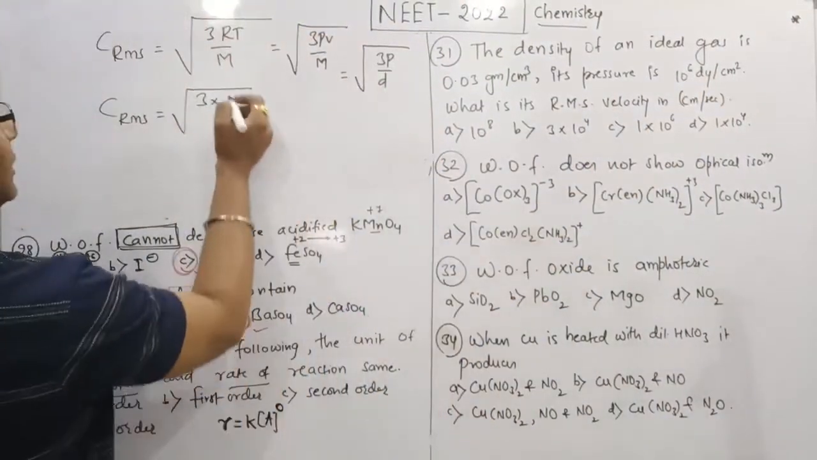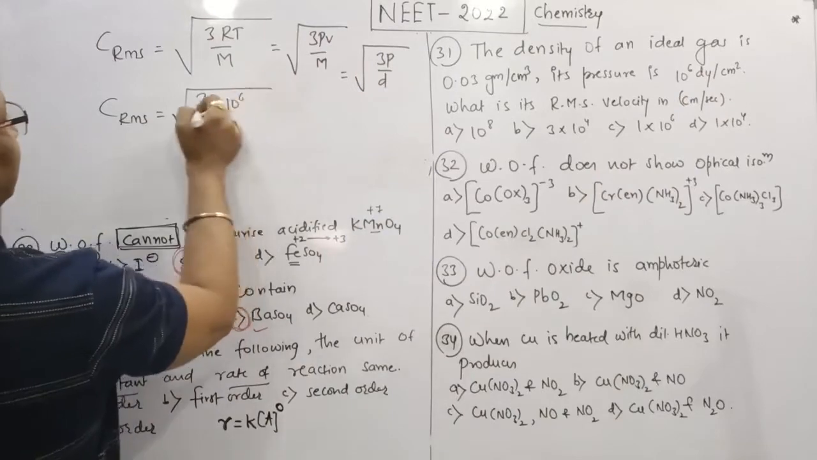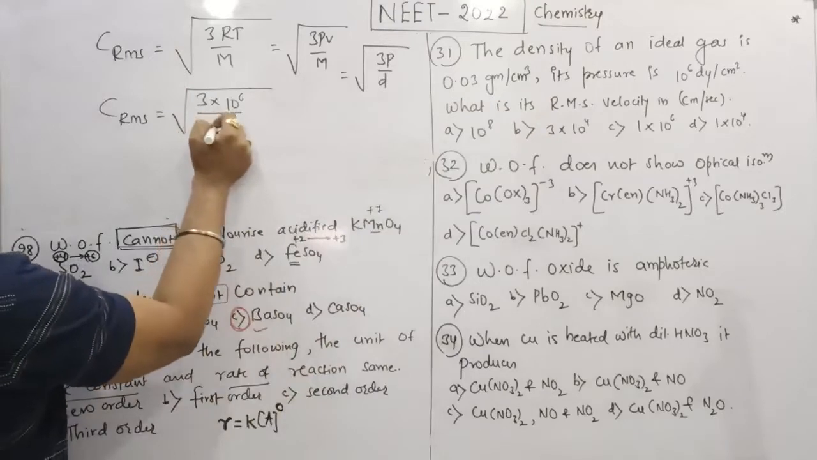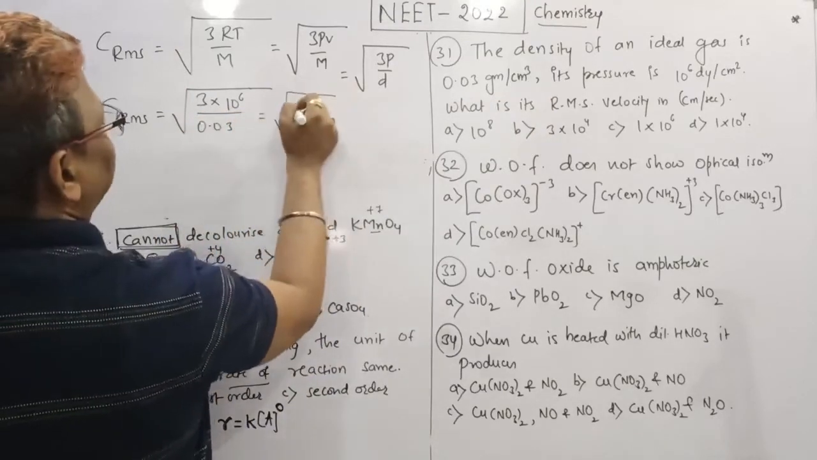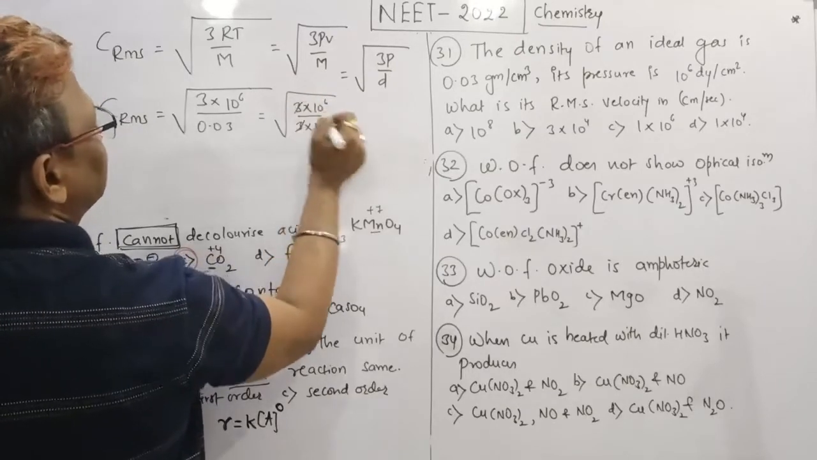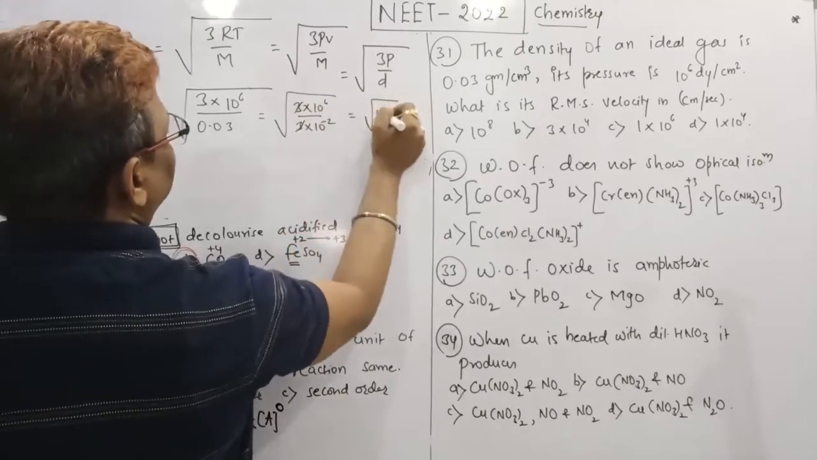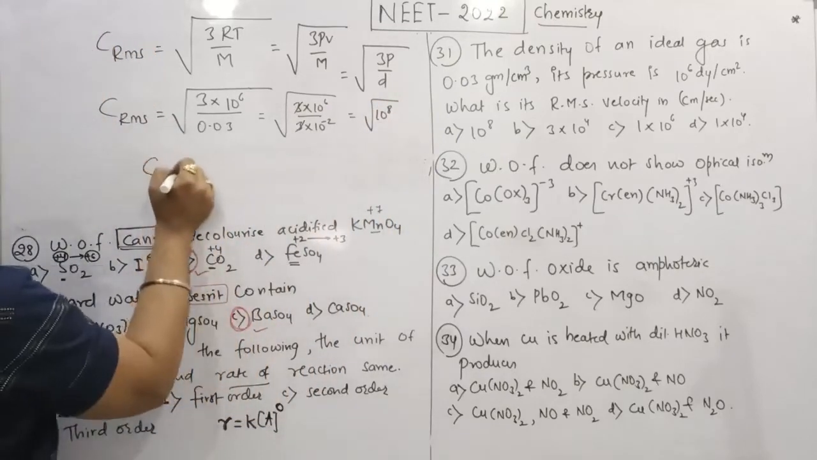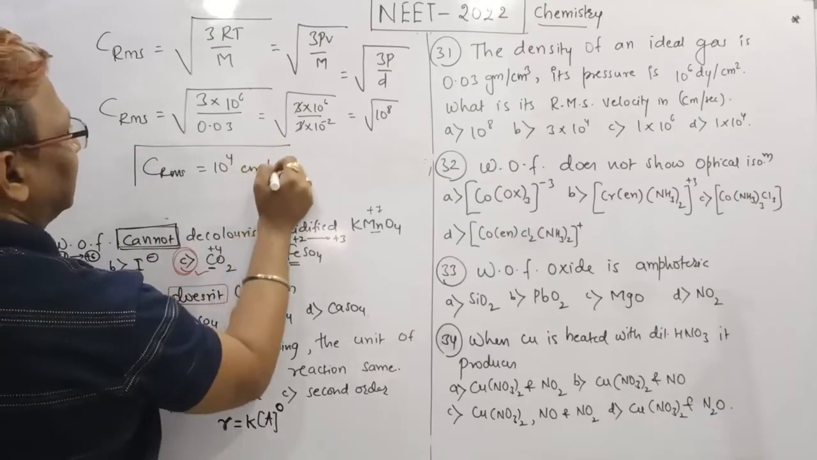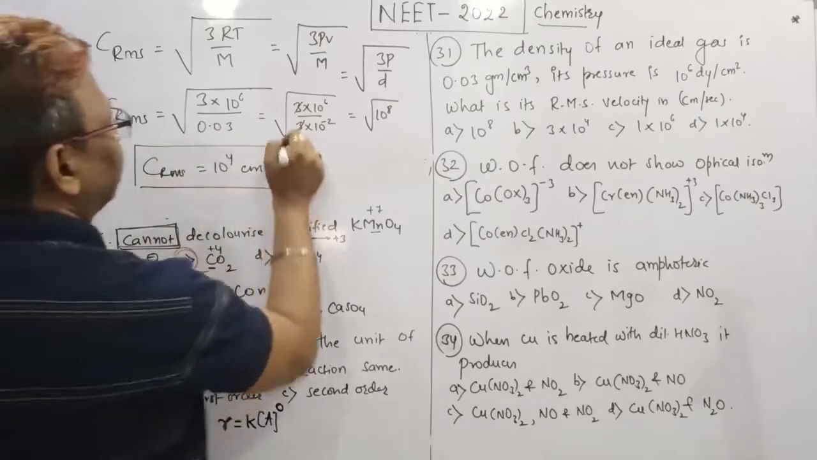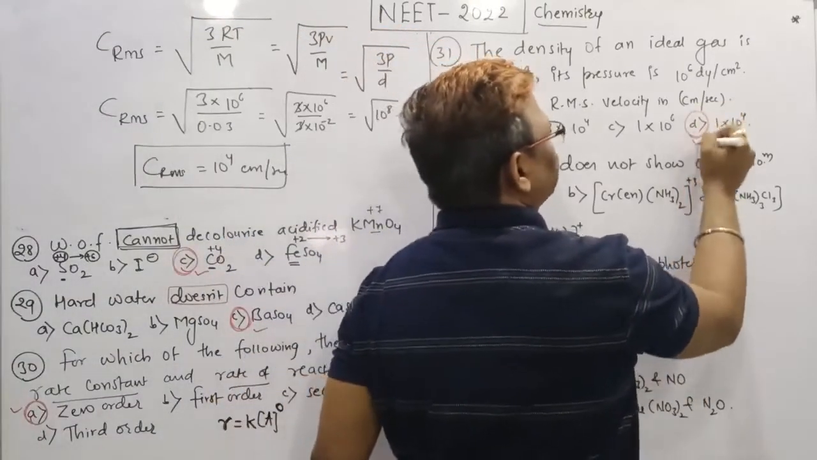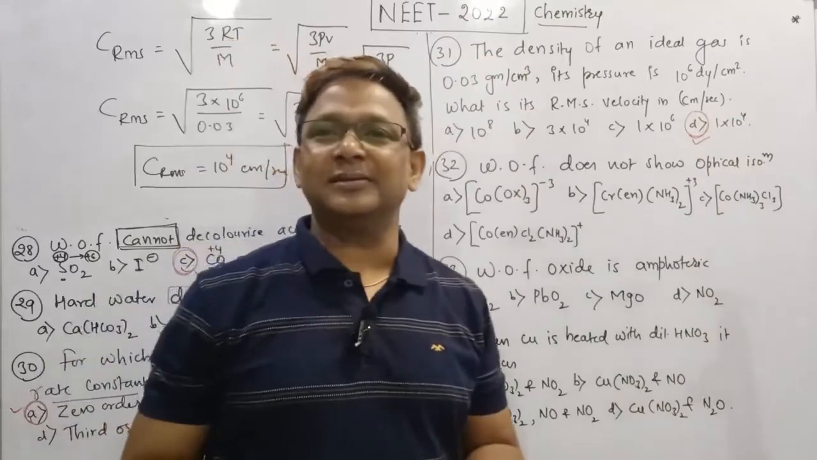So it is 10 to the power of 6 by, what is the value of density they gave? Yes, 0.03. It is under root of 3 into 10 to the power of 6 by 3 into 10 to the power of minus 2. Minus 2 becomes plus 2, under root of 10 to the power of 8. That means C RMS is equal to 10 to the power of 4 centimeter per second. So option D is the only correct option. How simple it is.